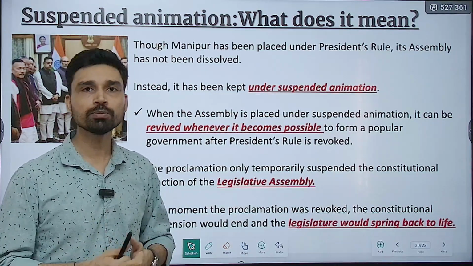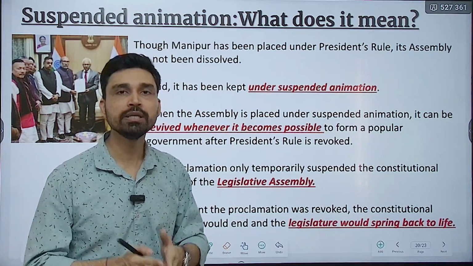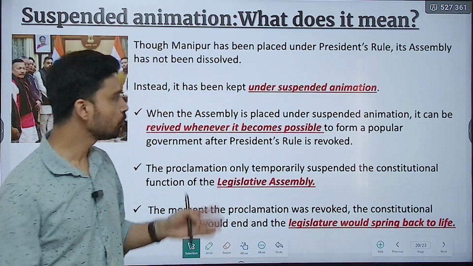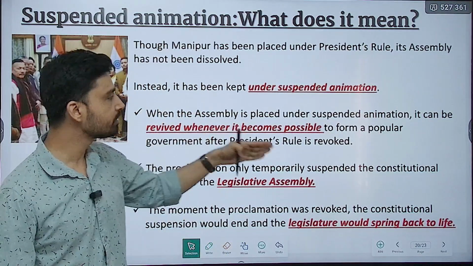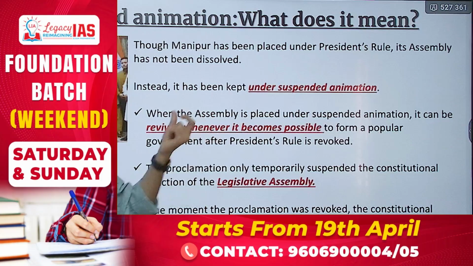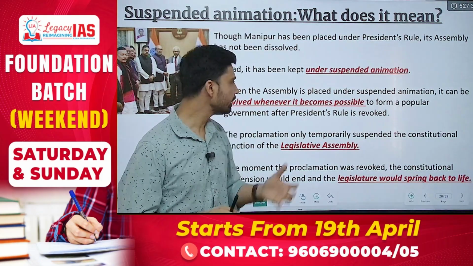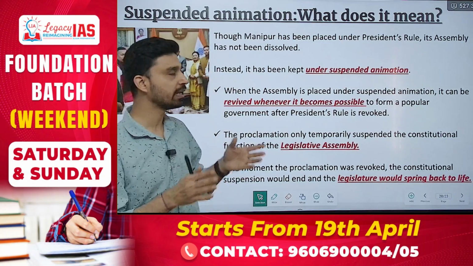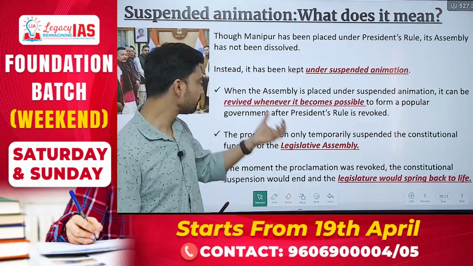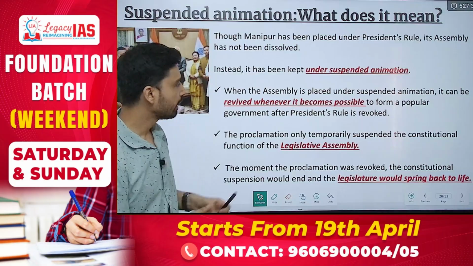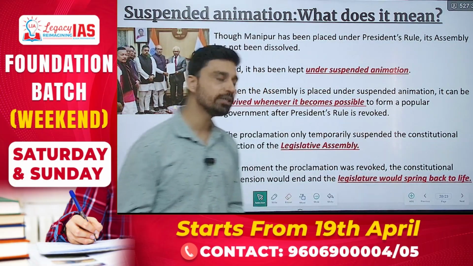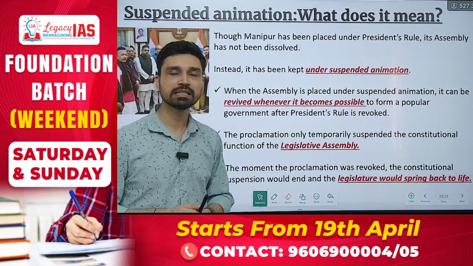When can it become possible? Obviously, when the president rule is revoked from the state, to form a popular government after president rule is revoked. That means the current status of the Manipur Legislative Assembly is that it is not dissolved, rather it is in a state of suspended animation. The current proclamation by the President of India has only temporarily suspended the constitutional function of the Legislative Assembly.